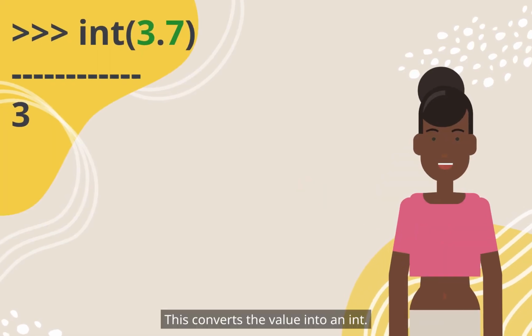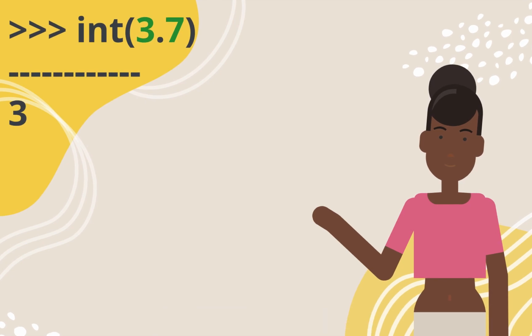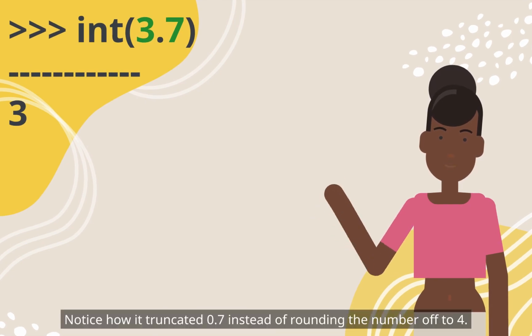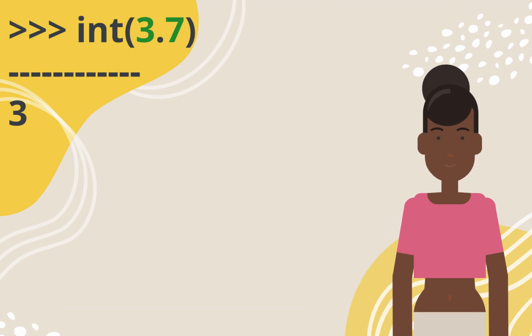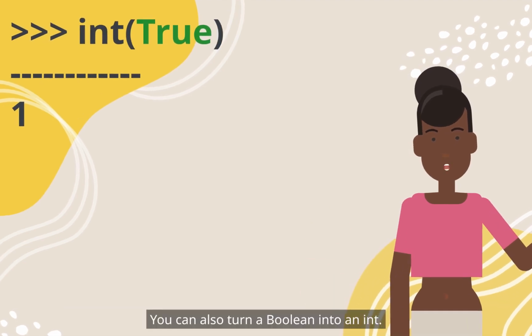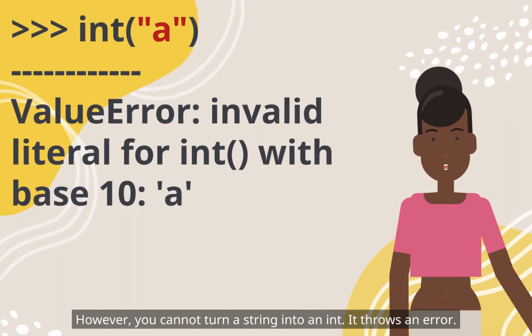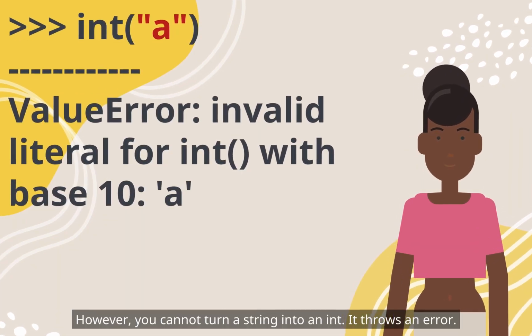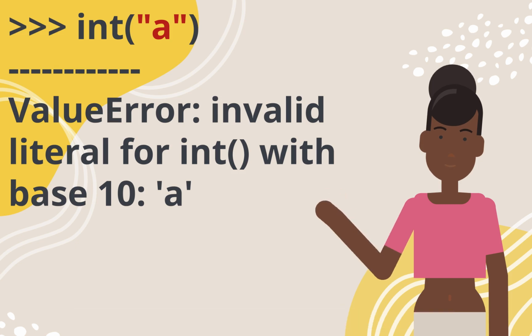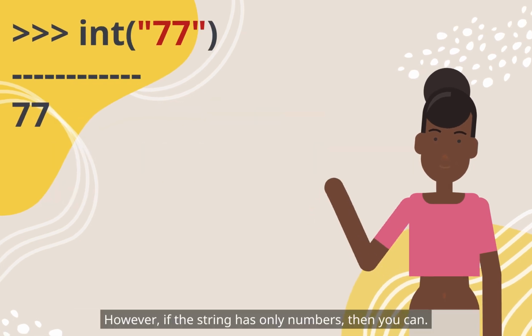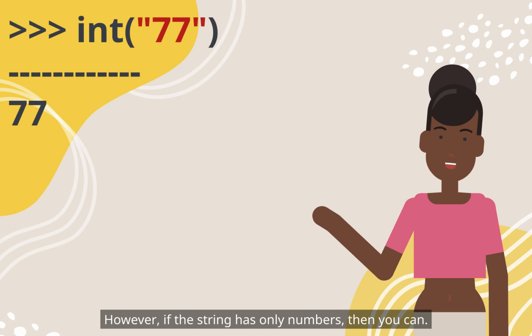This converts the value into an int. Notice how it truncated 0.7 instead of rounding the number off to 4. You can also turn a boolean into an int. However, you cannot turn a string into an int. It throws an error. However, if the string has only numbers, then you can.